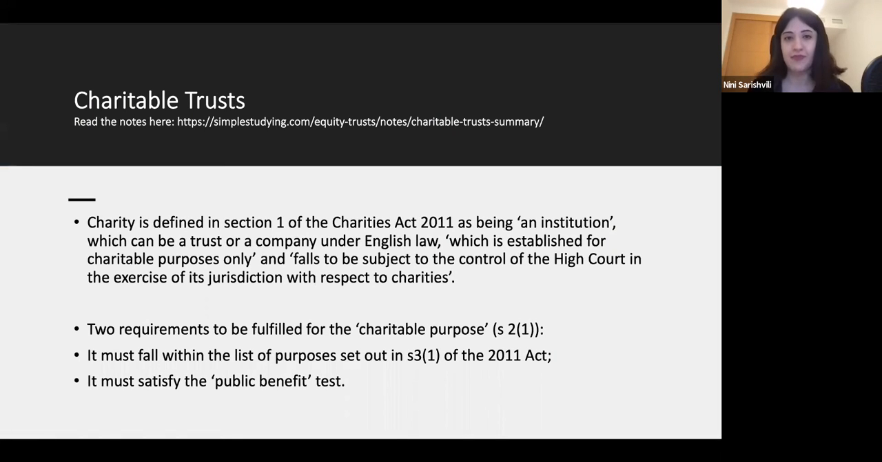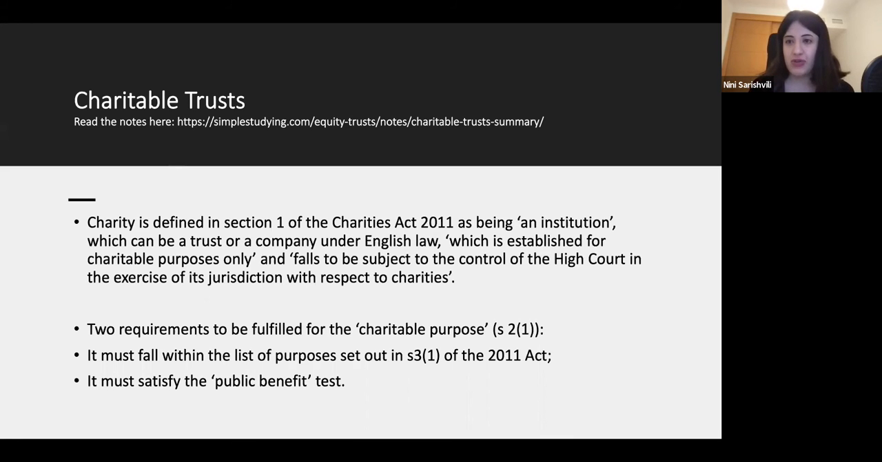Charitable trusts are also a common topic that comes up on equity law examinations. What are the main things you need to know about it? You should read the notes after this session that can be found on this link. But we can discuss the main requirements of charitable trusts now.